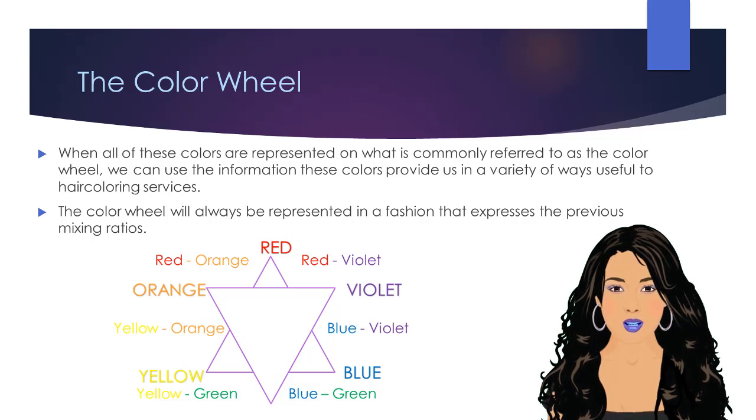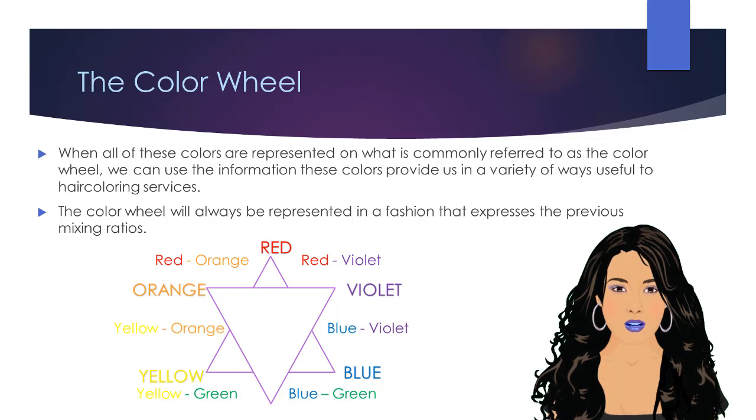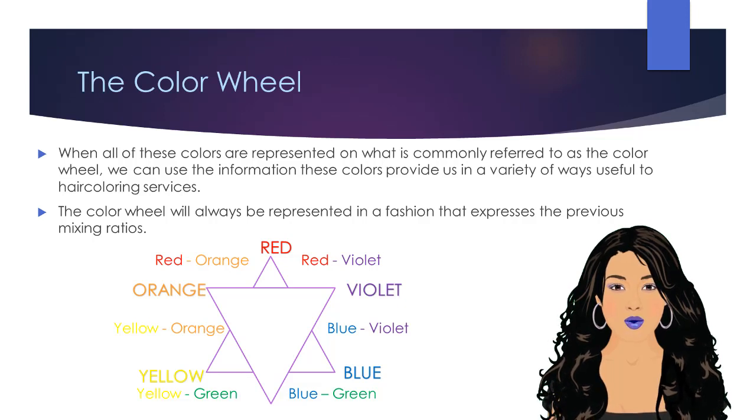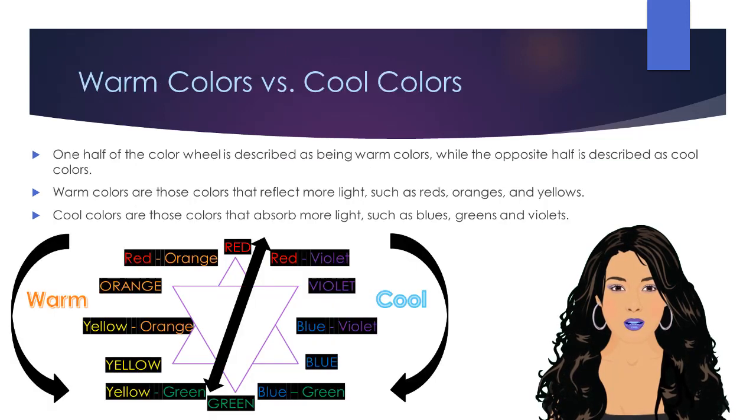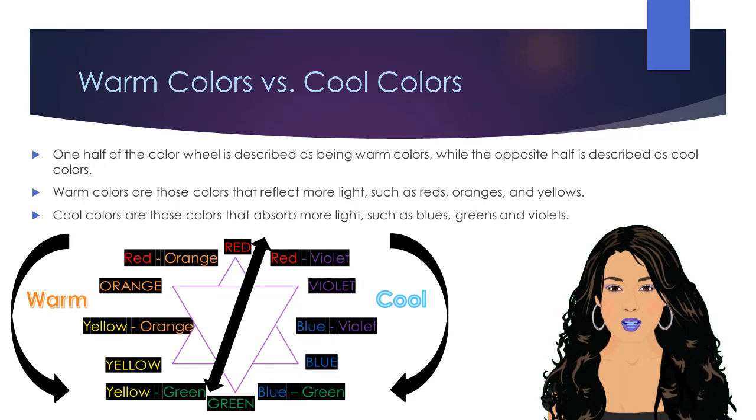Orange as a secondary color will always be found halfway between the colors red and yellow, as it will always take equal proportions of those two colors to achieve the color orange. As the colors are arranged on the color wheel, we begin to learn more about these colors and how they relate to hair coloring.